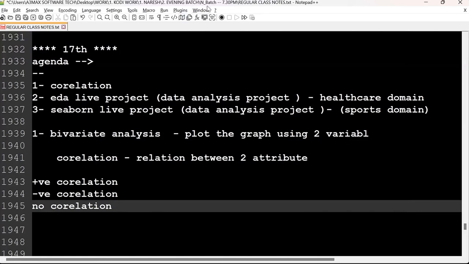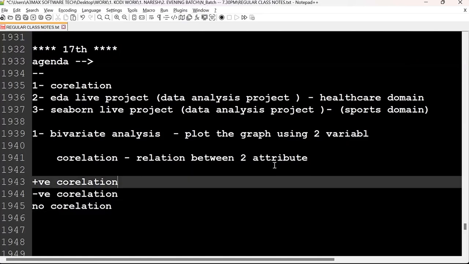Anyone? Which one do we need to give importance? Anybody, guys? Anyone? Positive. Always positive. Not positive error, don't say positive error. It's positive correlation. Understand, guys?